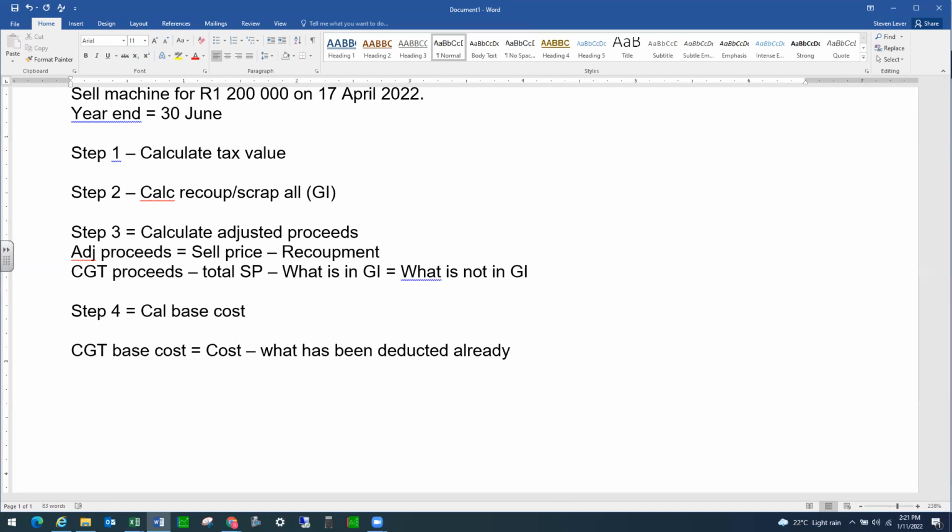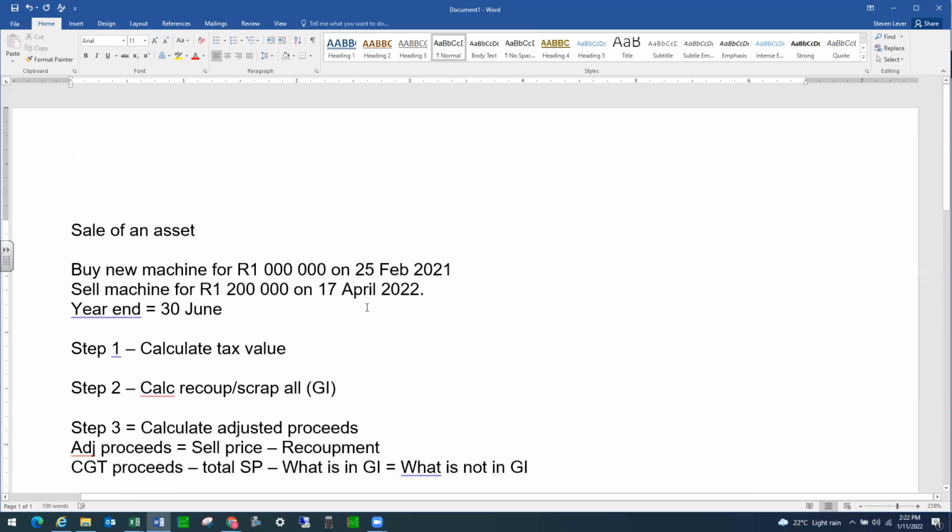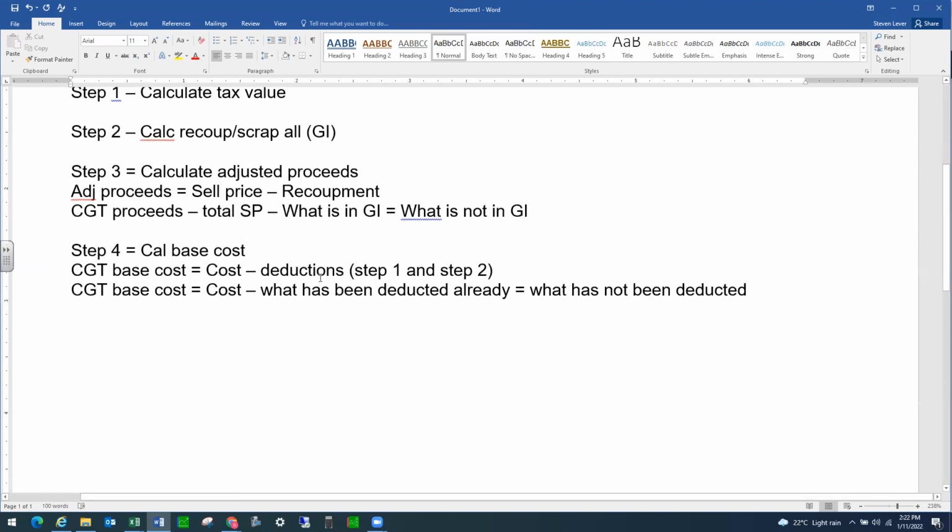We're trying to calculate what has not been deducted here. Oh, okay. That makes sense. So CGT base cost is actually equal to cost minus deductions. And I'm going to do this as step 1 and step 2. Now I want you to tell me why have I got step 1? Why would step 1 be relevant? Because of the capital allowances. Okay, and why would step 2 be relevant? Scrapping allowance. Yes. So the scrapping allowance will come off here in step 4.